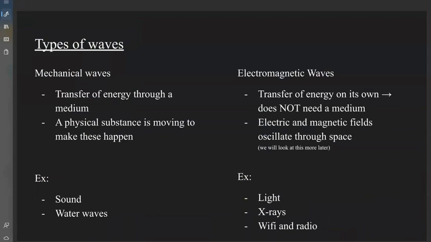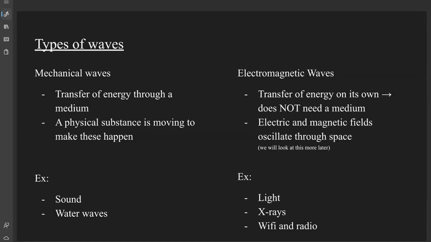Here we go. So types of waves. There's two main categories and types of waves that we'll look at. First is mechanical waves, and second is electromagnetic waves. So mechanical waves require some sort of transfer of energy through a medium of some sort. So the medium is what we call just any sort of matter that a wave has to travel through. So that's air, water, anything like that.